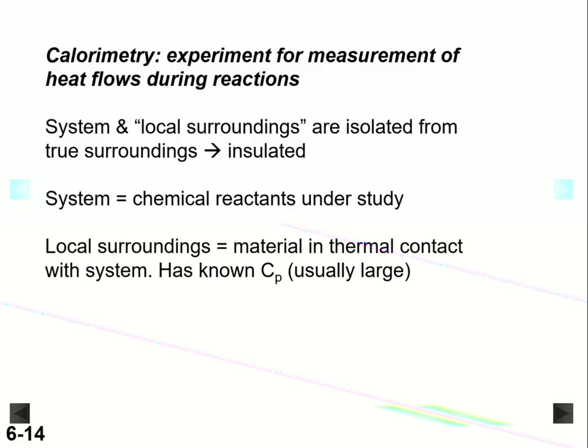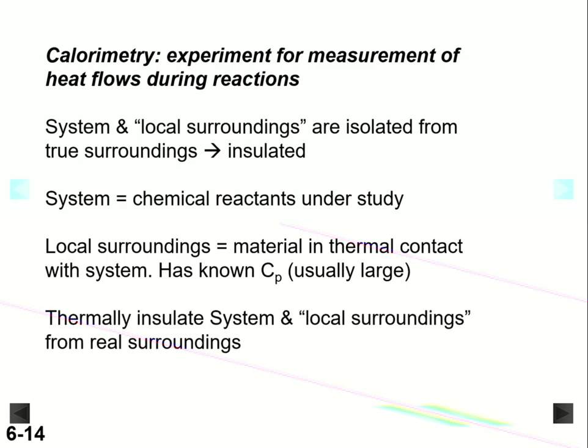The system is the chemical reactants under study. The local surroundings are the material in thermal contact with the system, and they have to have a known heat capacity, C sub P, and it's usually a large number. And then we thermally insulate or isolate the system and its local surroundings from the true big surroundings.